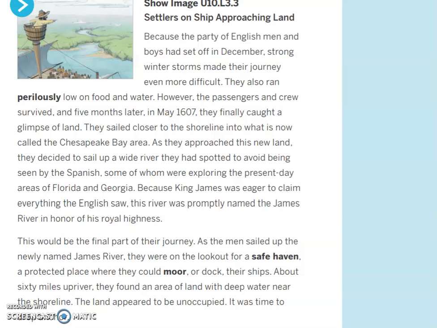As they approached this new land, they decided to sail up a wide river they had spotted to avoid being seen by the Spanish, some of whom were exploring the present-day areas of Florida and Georgia. Because King James was eager to claim everything the English saw, this river was promptly named the James River in honor of His Royal Highness.